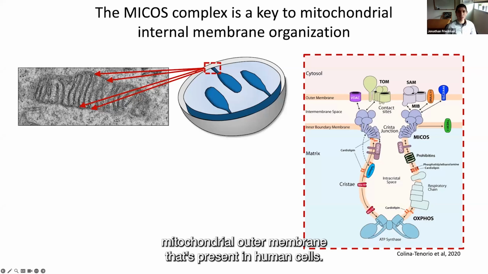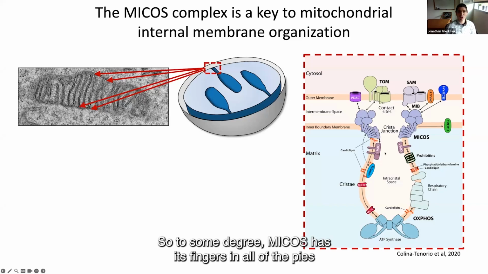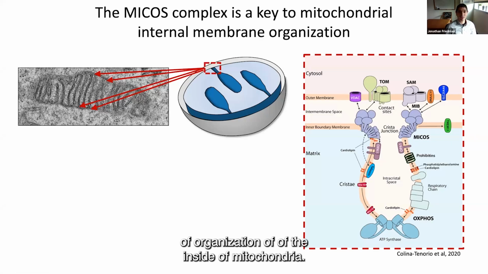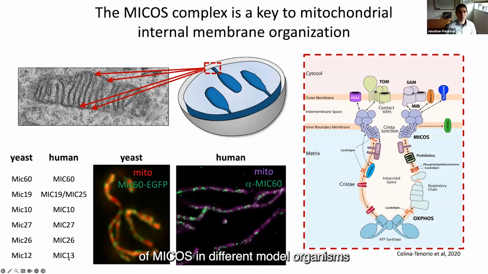that's present in human cells. MECOS is also interacting with the respiratory complexes and the mitochondrial fission and cristae modulating machine, the OPA1 machinery on the mitochondrial inner membrane. So to some degree, MECOS has its fingers in all of the pies of organization of the inside of mitochondria. And what I think is amazing about it is that the protein complex is essentially completely conserved from budding yeast all the way up to human cells. Because of this, we can study different behaviors of MECOS in different model organisms and learn a lot about various aspects of mitochondrial organization.